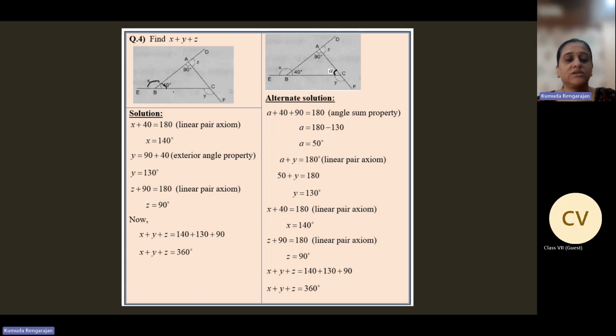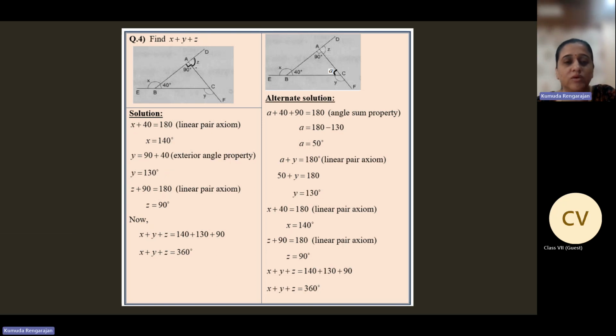So x plus 40 is equal to 180 degrees, linear pair axiom. So x is 140. Then y we find using the exterior angle property of a triangle. This is the exterior angle. This is its immediate interior angle. Leave this angle. These are the two other interior angles of the triangle. So this exterior angle is equal to the sum of these two interior opposite angles. So y is equal to 90 plus 40, 130 degrees.